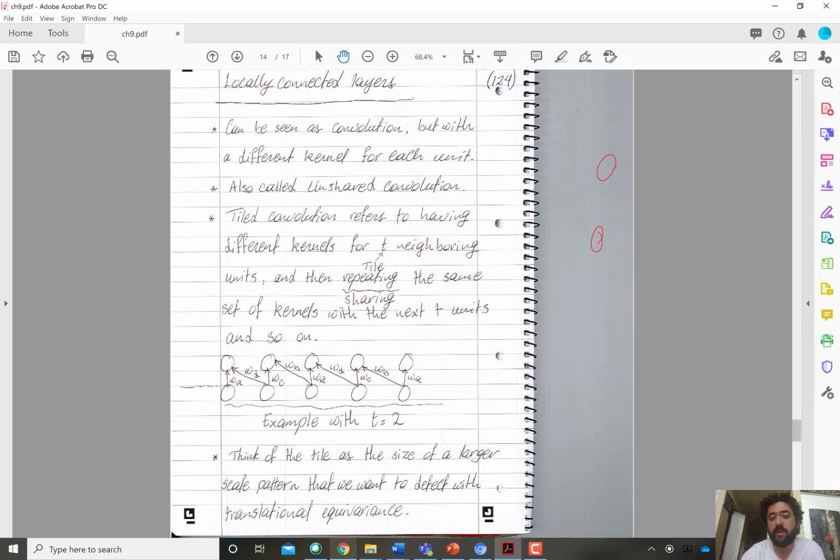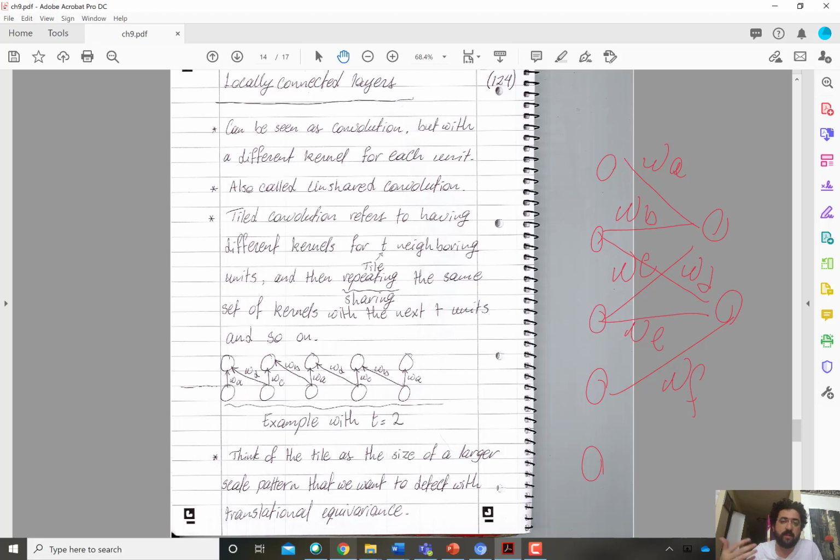So if I have, let's say, a kernel size of width 3, this unit has, let's say, WA, WB, WC. The next unit will have WD, WE, and WF. So all the weight parameters are different. So what's the difference here? Obviously you have many more parameters, right?